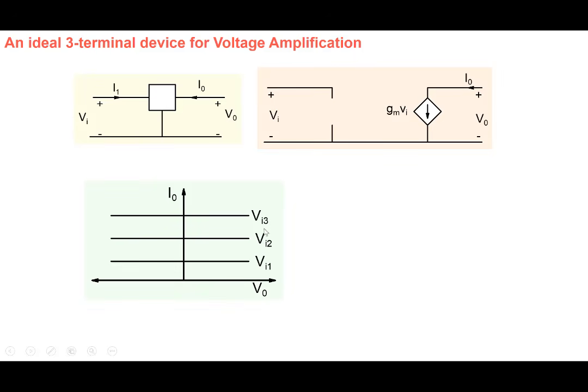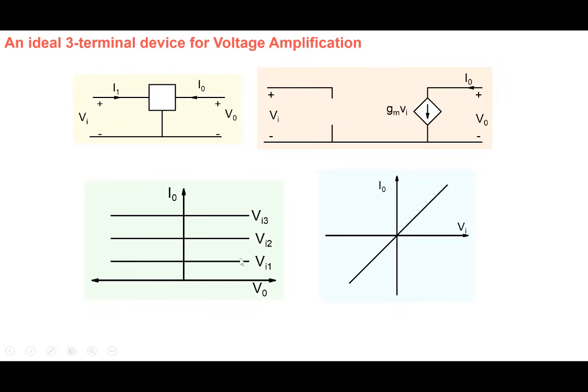For some other higher values of Vi, we'll get Gm times Vi here. So the output characteristics, I0 versus V0, would look like this for an ideal transistor. And the transconductance characteristics, the other thing we can plot, I0 versus Vi, is a linear relationship like this, Gm times Vi, right? And for input current versus Vi, we have infinite resistance, so input current is 0 here.